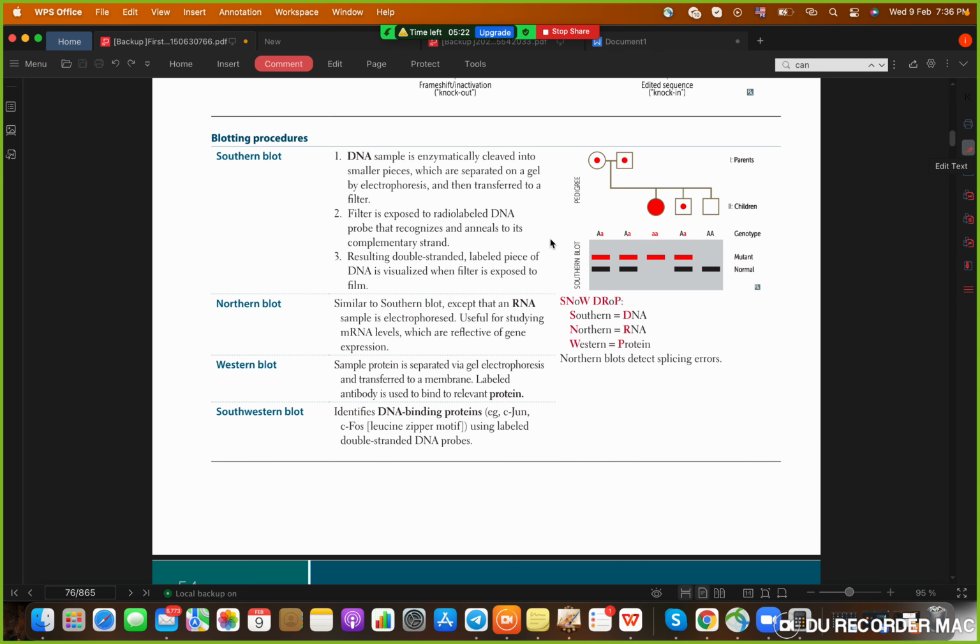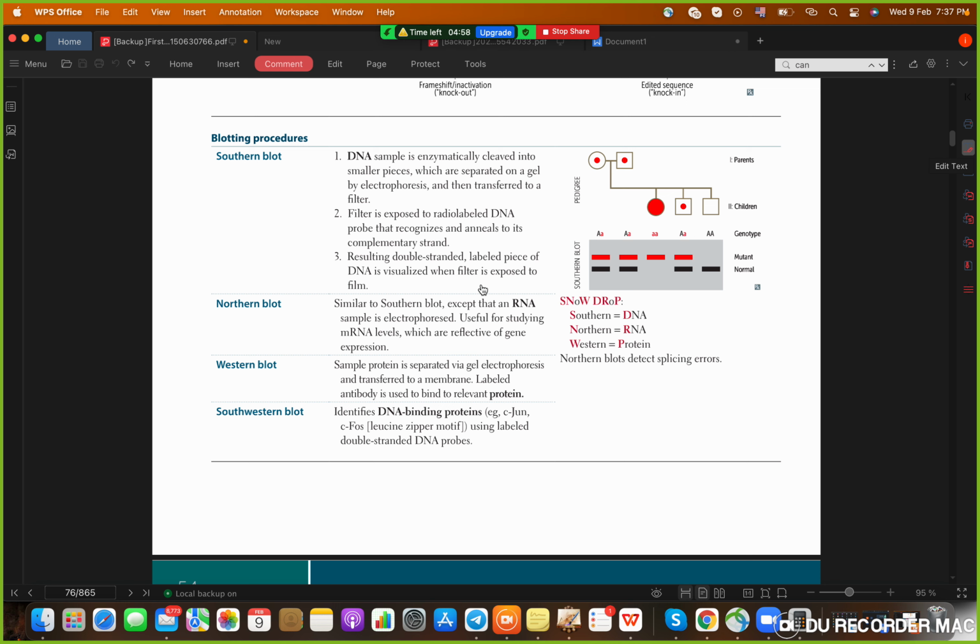So, blotting procedures. In general, we have the SNOWDROPS. You must memorize this mnemonic because it helps you memorize everything that you need. So what is this SNOWDROPS? We have the SNOWDROPS, where Southern blot helps you detect DNA, Northern is for RNA, and Western is for protein.